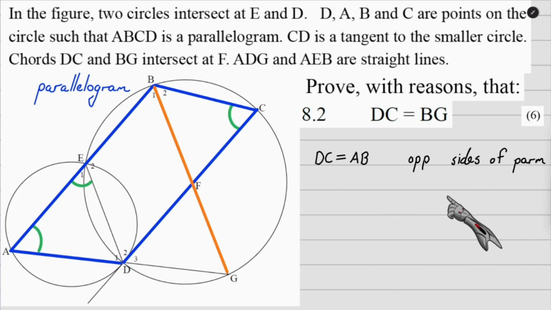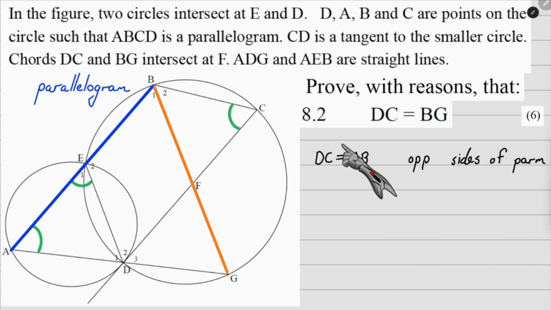And we're going to write that up just like this: DC is equal to AB, opposite sides of parallelogram. So now, if this length is the same as that length, I just need to prove that this line is equal to that line, and then by default this line will be equal to that line, because they'll all have the same length.